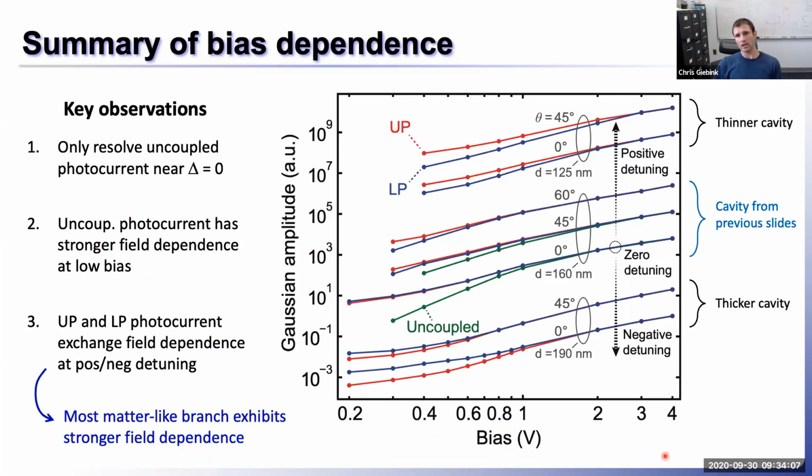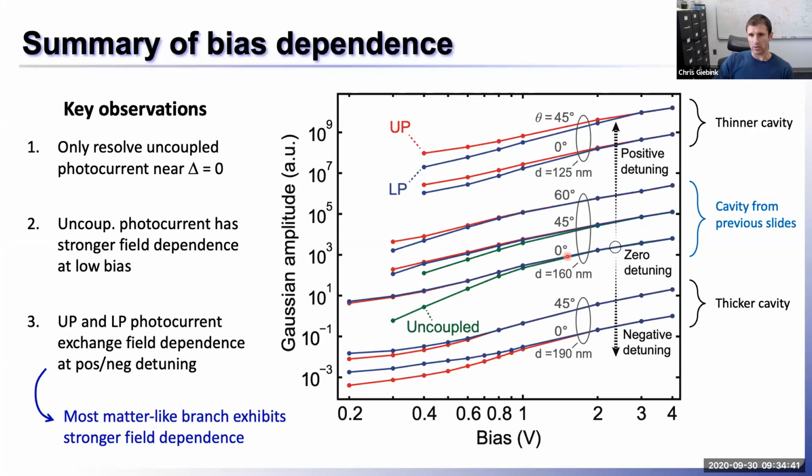And so this is really a summary of a bunch of different cavities. Here's the data that we just looked at from the previous slide. In this case, the 0 degree excitation was at 0 detuning. And what I'm plotting here in the blue and the red is the amplitude of the polariton photocurrent contributions. So the upper and the lower polariton photocurrents have essentially exactly the same field dependence at 0 detuning, but the uncoupled excitation exhibits a stronger field dependence at low bias.